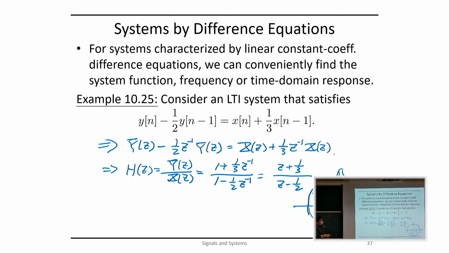Now, when you get a system function like this, you see that it has a pole at 1/2. So there are only two possibilities for the region of convergence. One is that it must be outside of the circle with radius 1/2. The other is that it is inside the circle of radius 1/2.